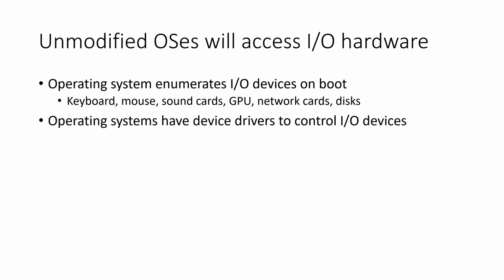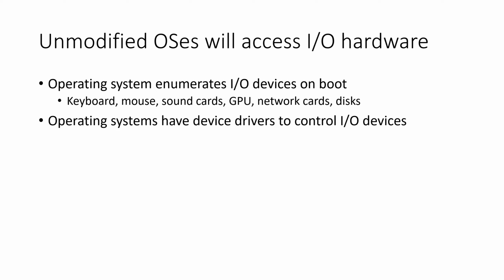For example, one of the first things an operating system does when it's booting the computer is enumerate the I/O devices that the computer has. For example, keyboards, mouse, sound cards, GPUs, network cards, disks. So the guest operating system identifies all the input-output devices to manage them. And the operating systems will have device drivers to control these input and output devices.